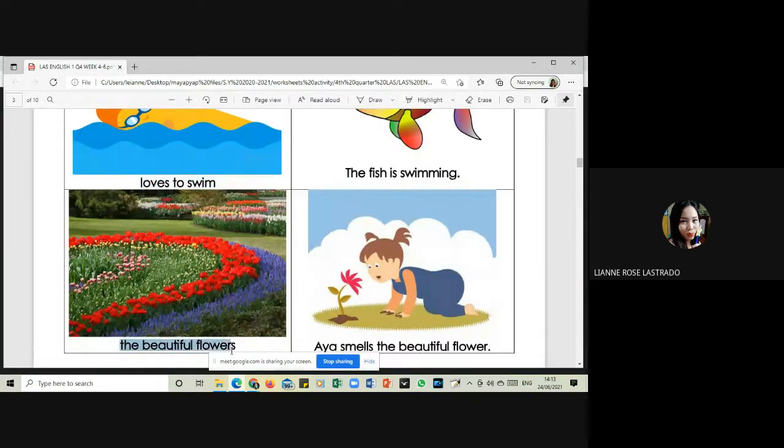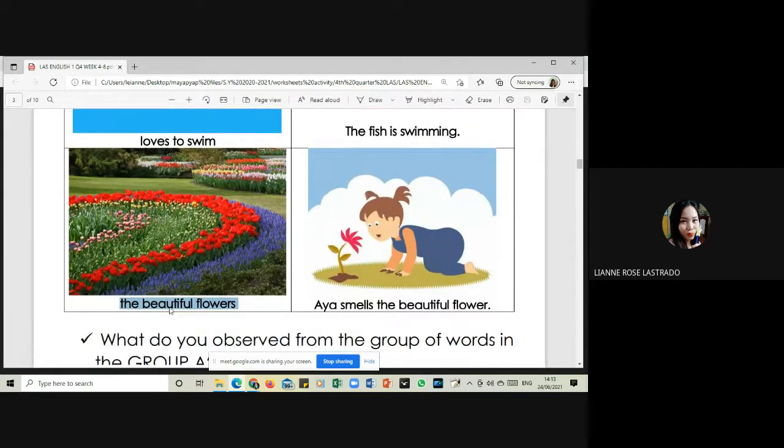In the second group of words as well, the beautiful flowers. So what is with the beautiful flowers? It is not explained here what the beautiful flowers is all about. Yes, it's a beautiful flowers, but what is that? So it's not complete. The thought or the idea is not complete. That's why this group of words is a phrase.